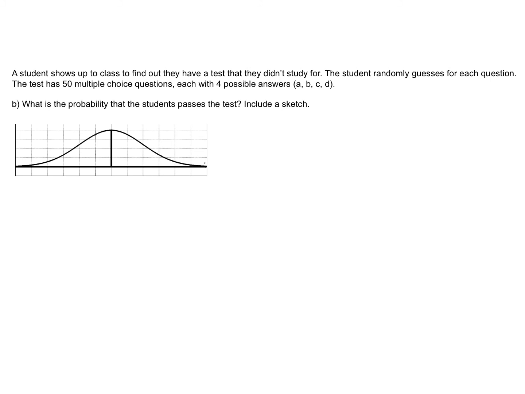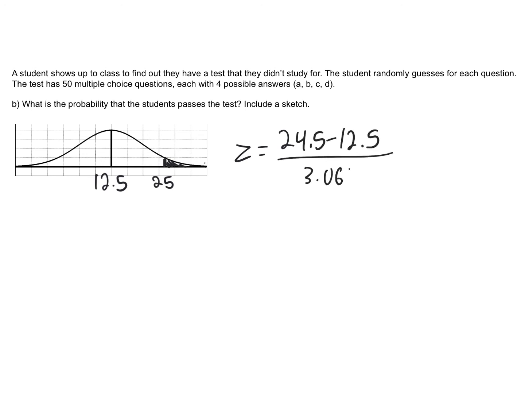Now, the last question is asking whether the student passes. Well, you're writing a test. You want to know if you can pass, right? So if you're randomly guessing, can you pass? Now, we know from before that 12.5 is the mean, so 25 would be over here, and a pass would be greater than 25. So we're going to look up Z equals 24.5 minus 12.5 over 3.06186, and we get 3.92.